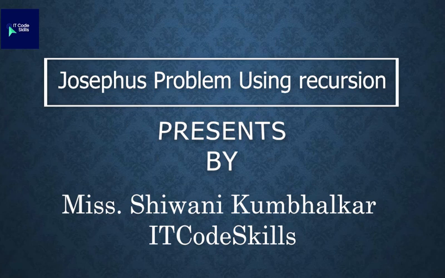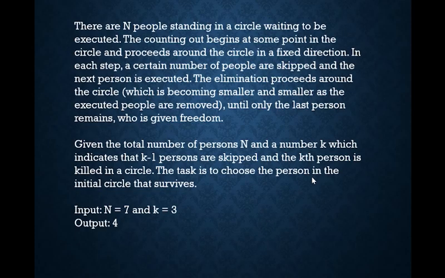Let's see the Josephus problem. Okay, so let's read the question. There are n people standing in a circle. How many persons? N persons. So n means n number of people, that may be 1, 2, 3, 4 or so on. So there are n people standing in a circle waiting to be executed.